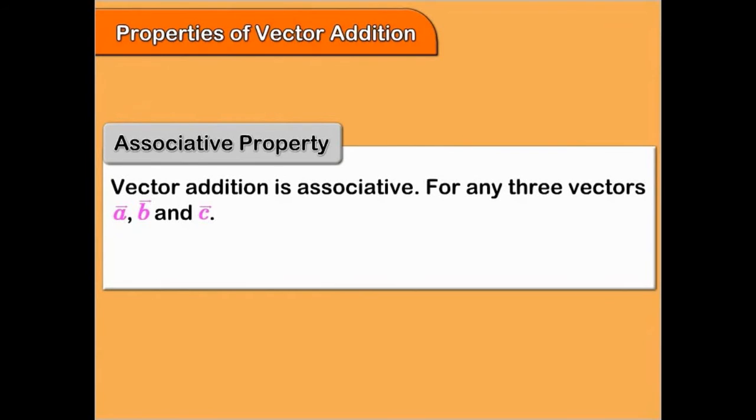Now, you will learn some properties of vector addition. First, consider associative property. Vector addition is associative. For any three vectors A, B and C, (A plus B) plus C is equal to A plus (B plus C).